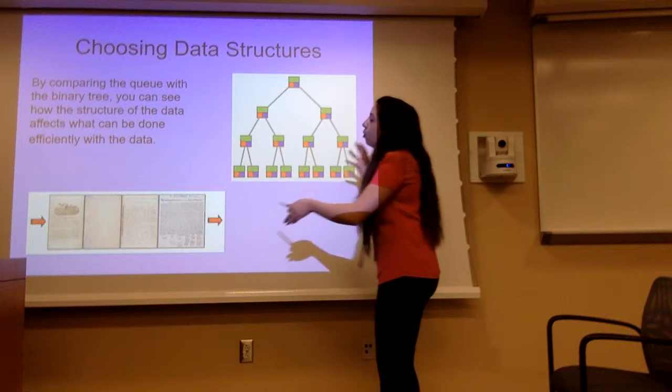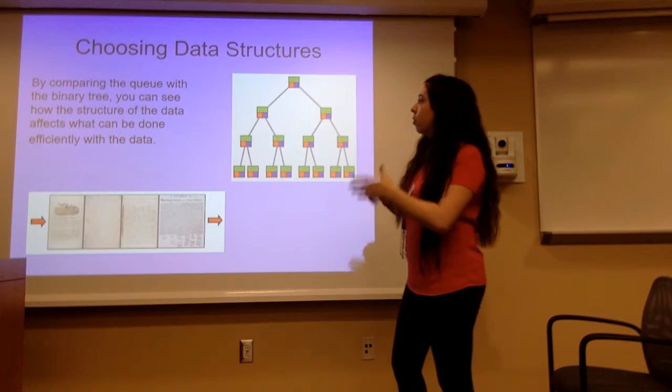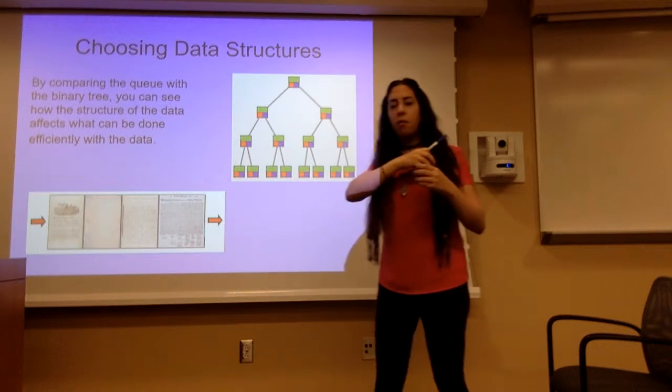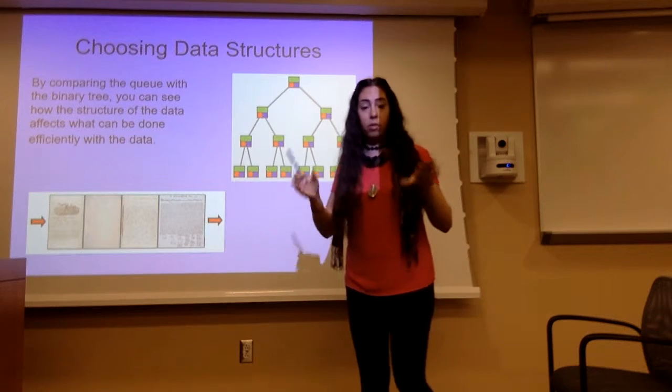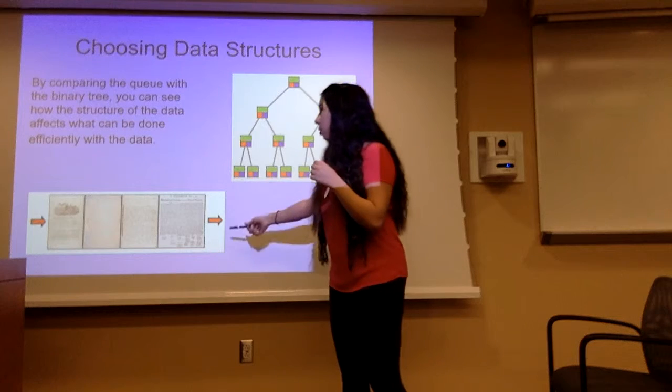When it comes to choosing between them, we want to know which one to choose. For example, if we send a query to print documents for a printer, it's FIFO, first in, first out, so we know that we have to use a queue.